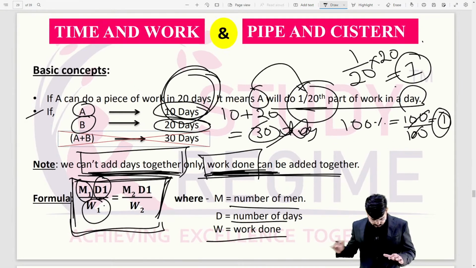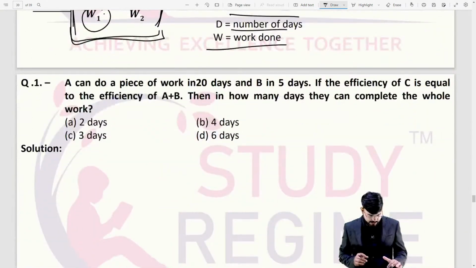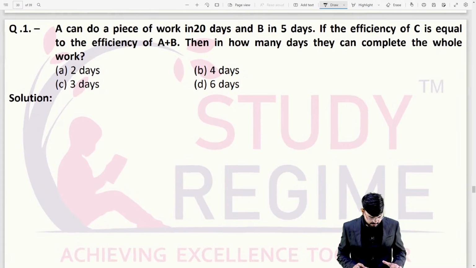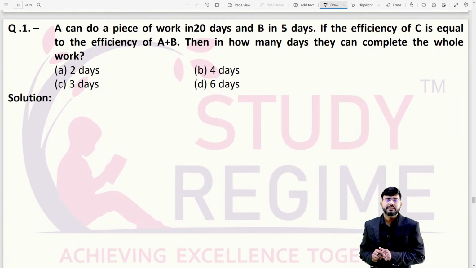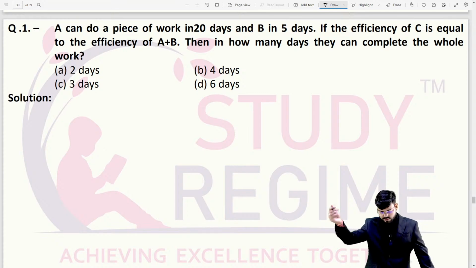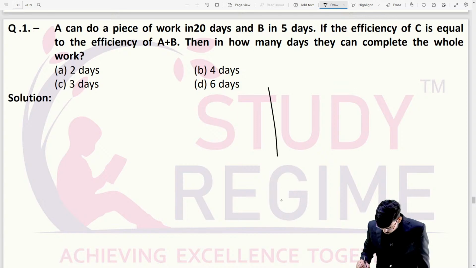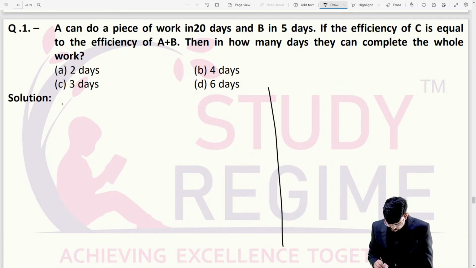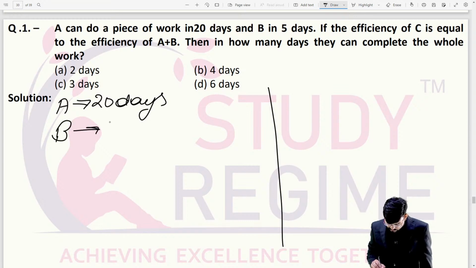So let's proceed with the questions and answers. Question number 1 says that A can do a piece of work in 20 days and B can do the same work in 5 days. Very good question. I can write it like this: A can do a piece of work in 20 days, B can do the same work in 5 days.